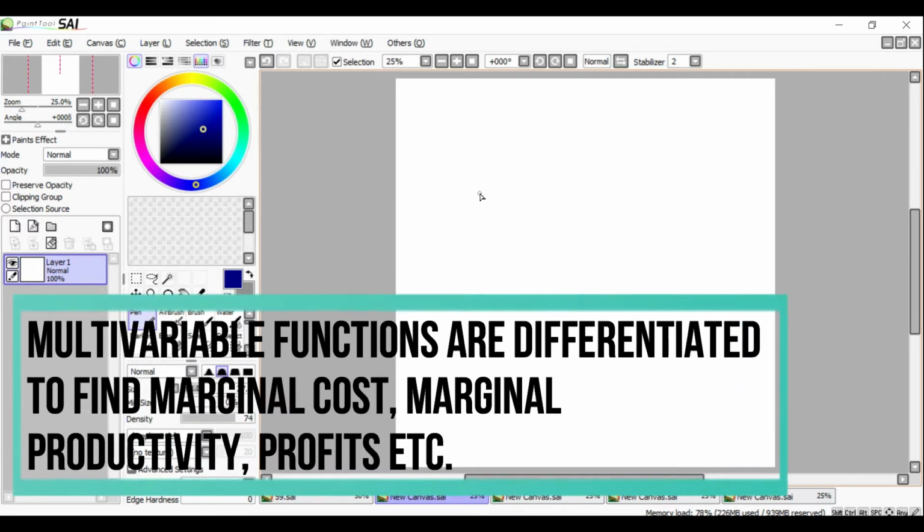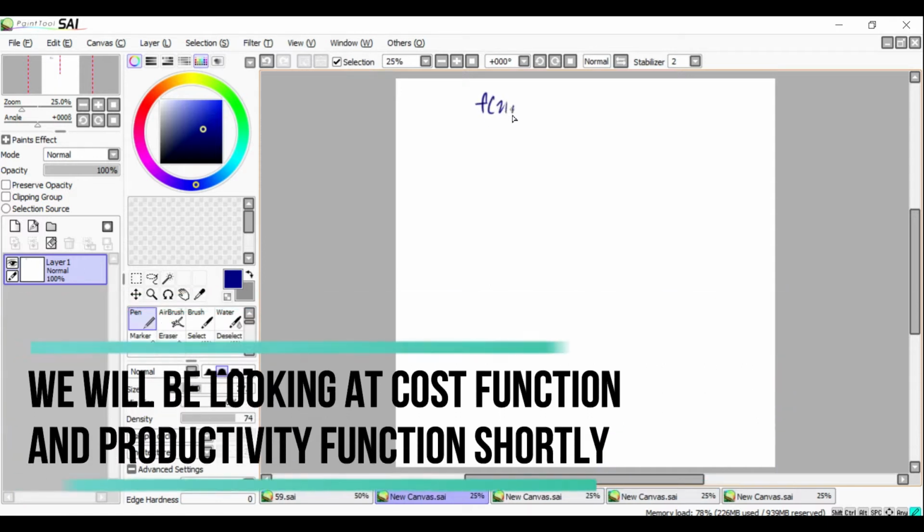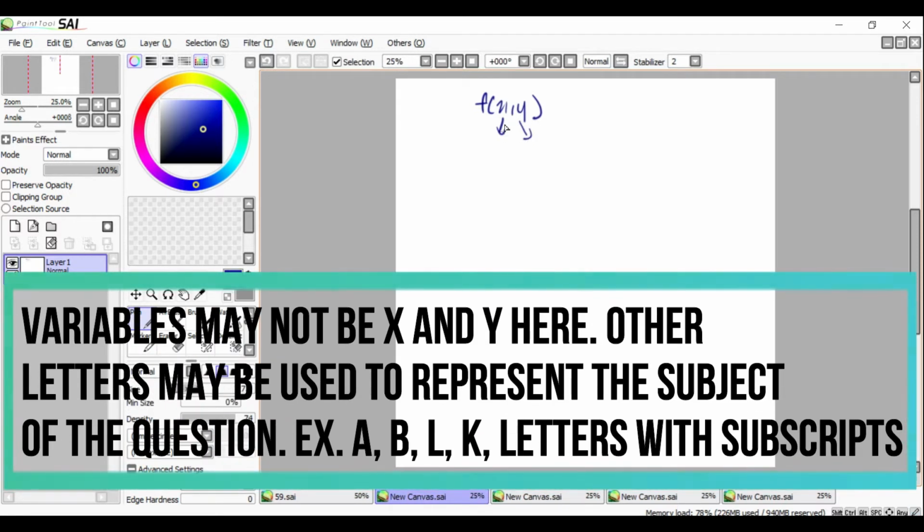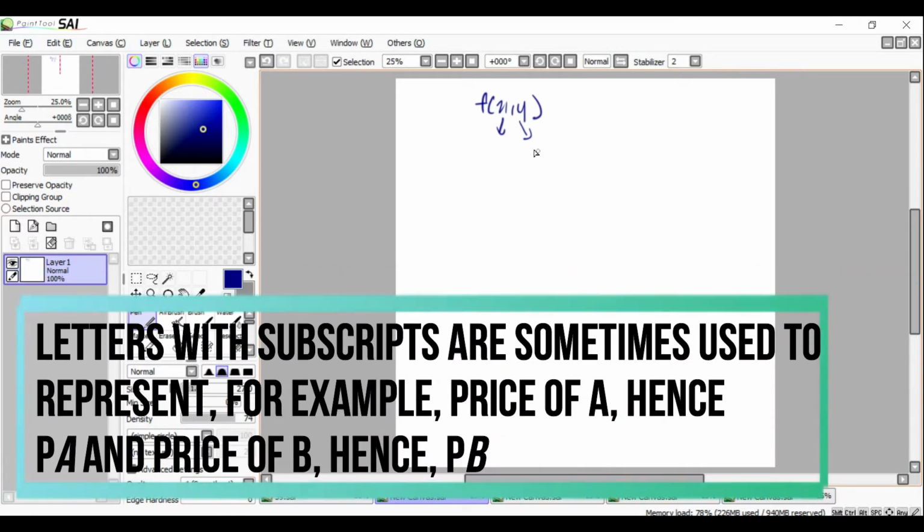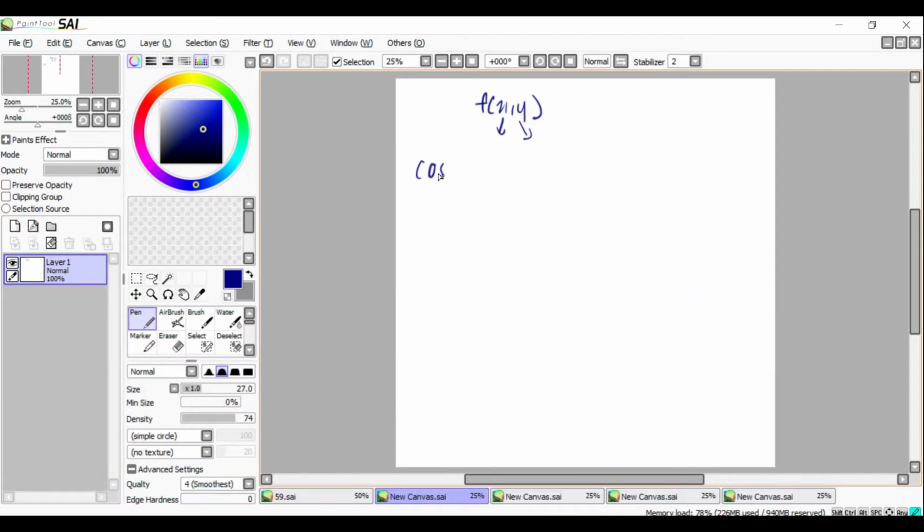So here, it's not exactly an fx. It is an fxy here, but sometimes the variables may have some changes, to suitably represent the elements that are involved in the question. So first we'll be looking at the cost function.